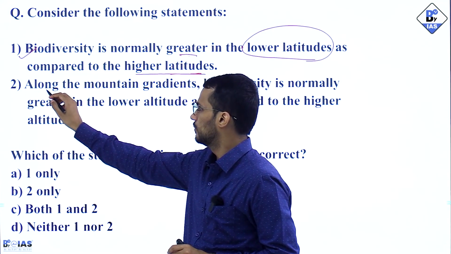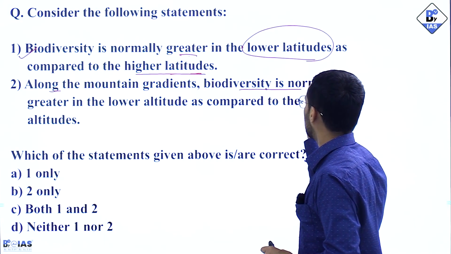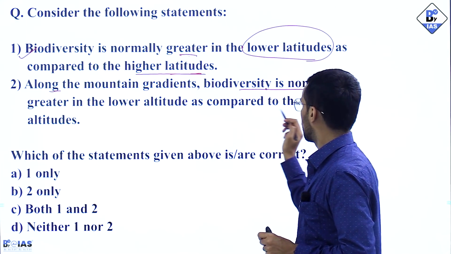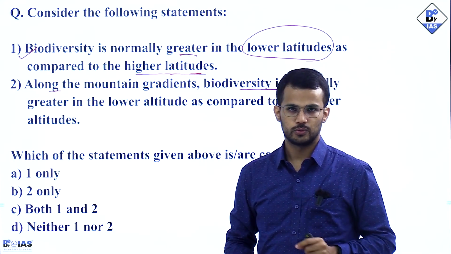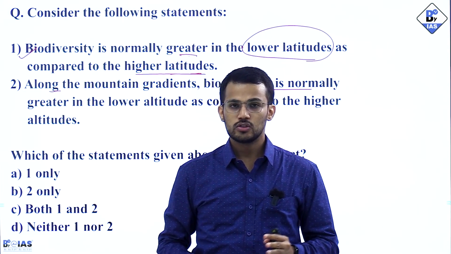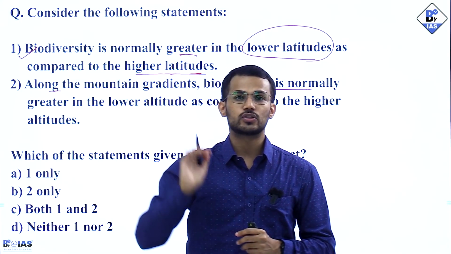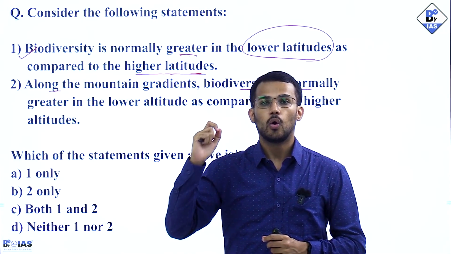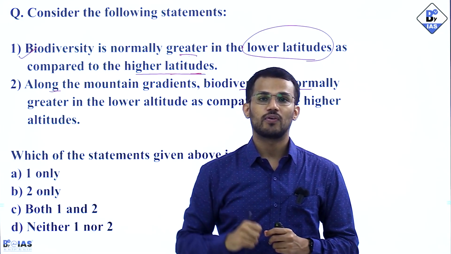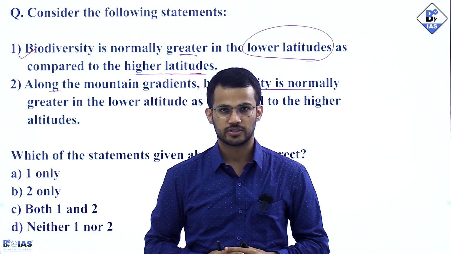Second statement is, along the mountain gradients, biodiversity is normally greater in the lower altitude as compared to higher altitudes. So you must have seen mountains. Mountains generally have ice at the summits. That means at the highest altitude of that particular mountain, we may have the presence of ice. That means conditions are colder at that particular location, right?